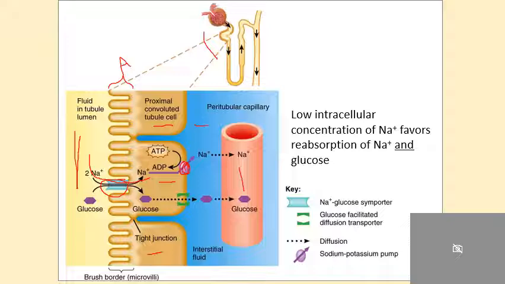Sodium is ultimately going to be pumped out of the cell by the sodium-potassium pump. Glucose will be transported across the basolateral membrane by a glucose transporter. So this is facilitated diffusion. Glucose will move from an area of high concentration to an area of low concentration and ultimately into the peritubular capillary.